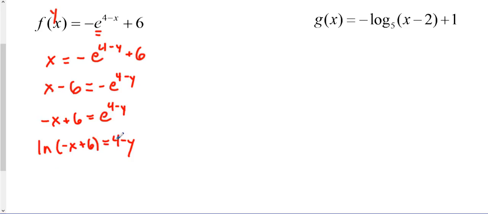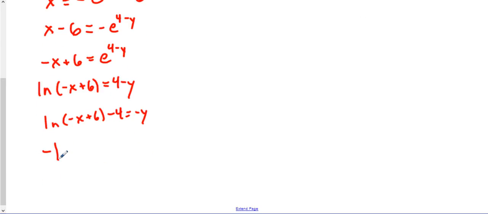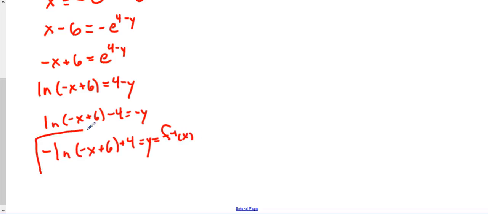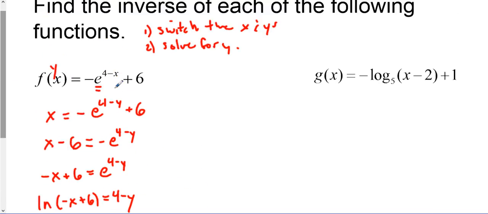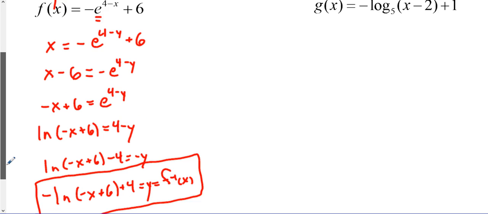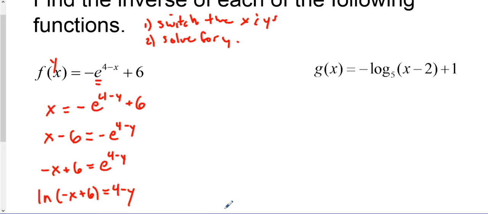From here, we're going to finish up our algebra steps. So now we have the natural log, which is the inverse of the exponential. And we're going to now subtract 4. That equals negative y. And then we're going to divide by the negative. So we have negative natural log of negative x plus 6 plus 4. And that, my friends, is our inverse of f, which should be a logarithm. So if you have an exponential, the inverse is a log. Boom.